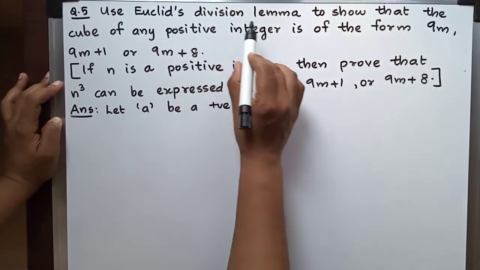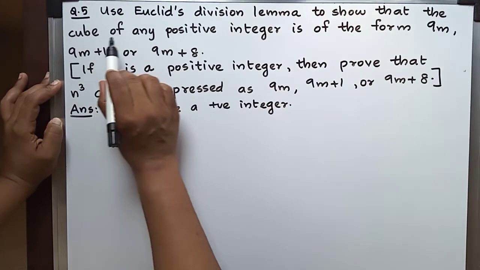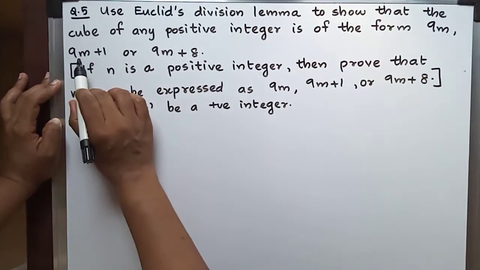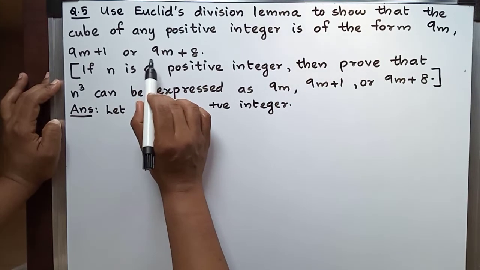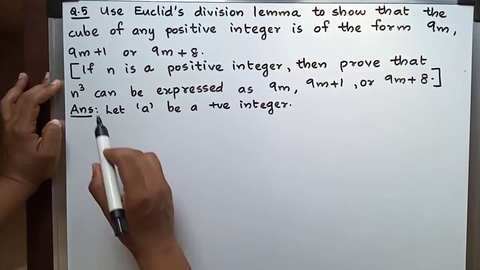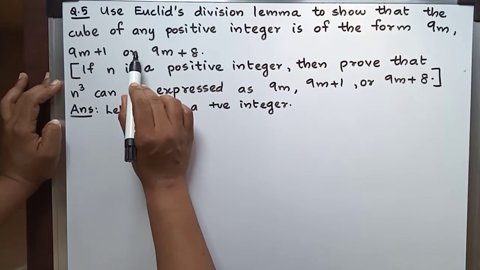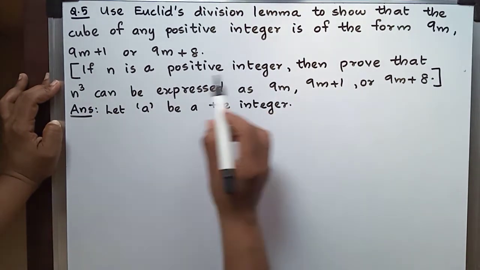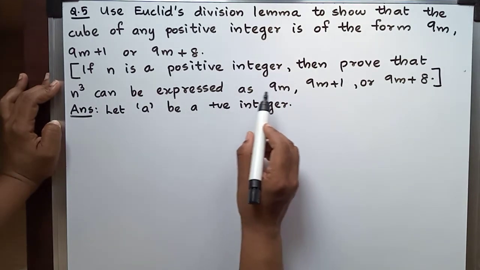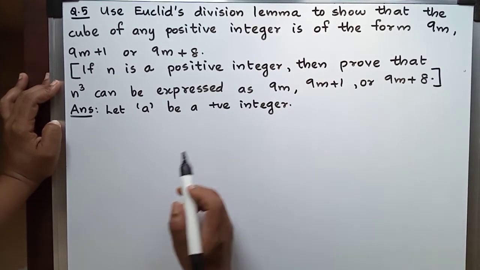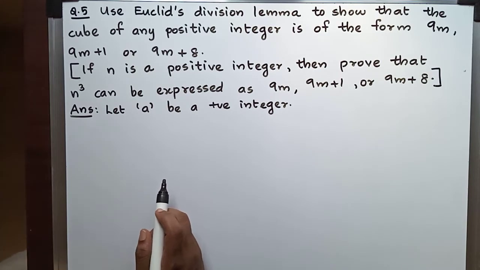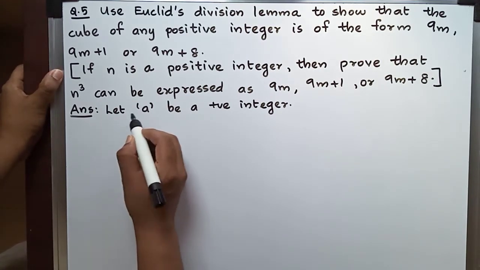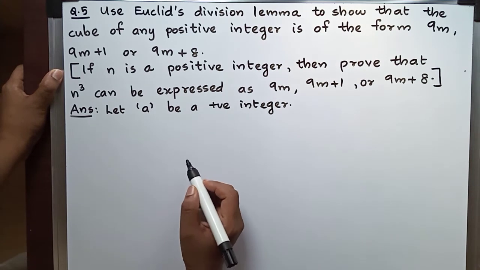Use Euclid's division lemma to show that the cube of any positive integer is of the form 9m, 9m plus 1 or 9m plus 8, where m is any integer. This same question can also be asked like this: if n is a positive integer, then prove that n cube can be expressed as 9m, 9m plus 1 or 9m plus 8. Okay, this is similar to the previous question. First of all, we will take a as a positive integer.